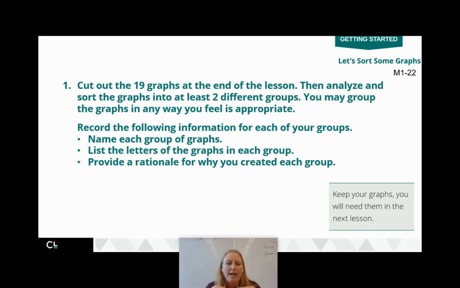Tell me why. So I'm going to give you just a few minutes. Again, you've got all 19 graphs that you've cut out. I want at least 2 groups. You can have more. And then just on your paper, name your group. Tell me what letters of graphs are in that group and tell me why you group those together. That's all we need. Go ahead and hit pause to do that and then hit play to keep the conversation going.